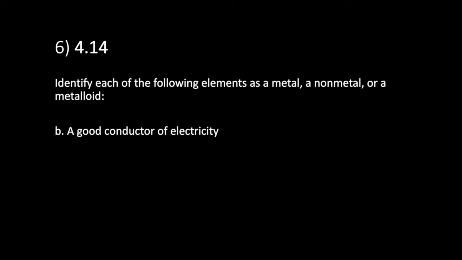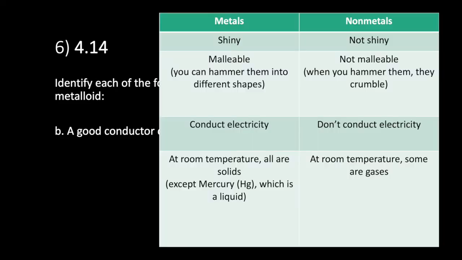B says, what if it's a good conductor of electricity? What is it then? Well, we can go back to our table and we see that metals tend to conduct electricity. And if you've ever seen wires, you see that they're metals. So metals tend to conduct electricity, and nonmetals tend not to conduct electricity. So a good conductor of electricity would be a metal. So that would be the answer for B.